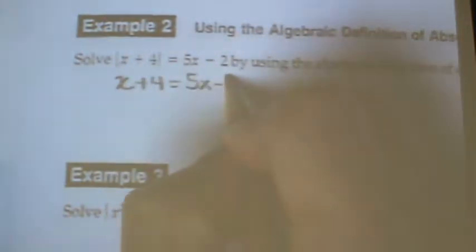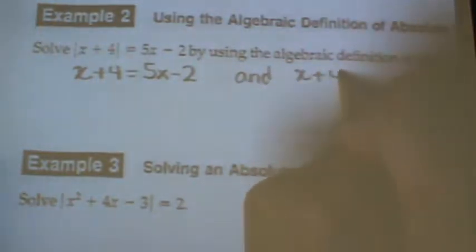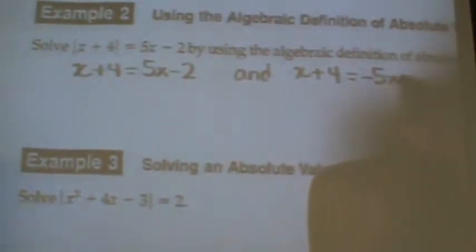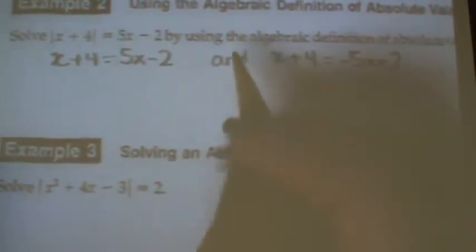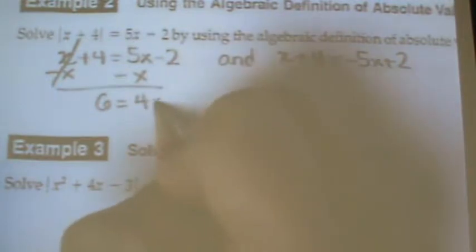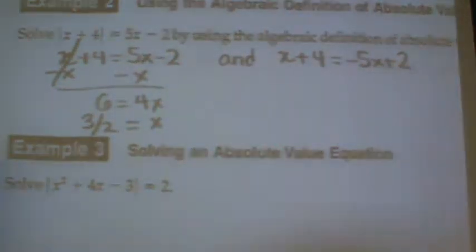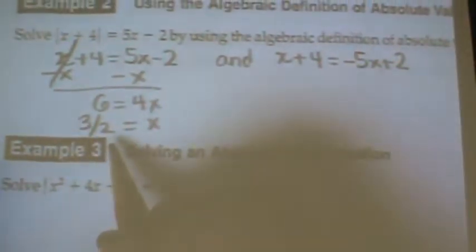Break it into two problems. What two problems would you break this into? x plus 4 equals 5x minus 2, and then x plus 4 equals negative 5x plus 2. Okay, then how do you solve these? Subtract x and add 2. So you get 6 equals 4x. What's x equal to? 3/2. 6 divided by 4 is 3/2.